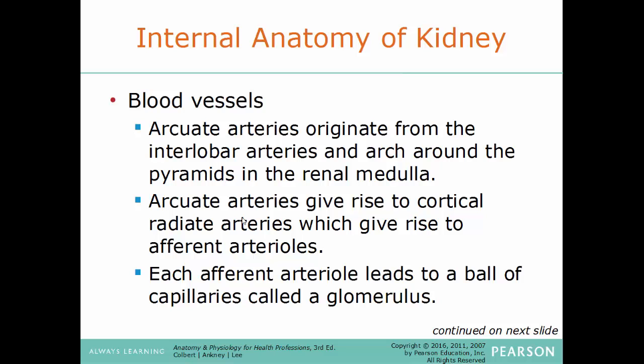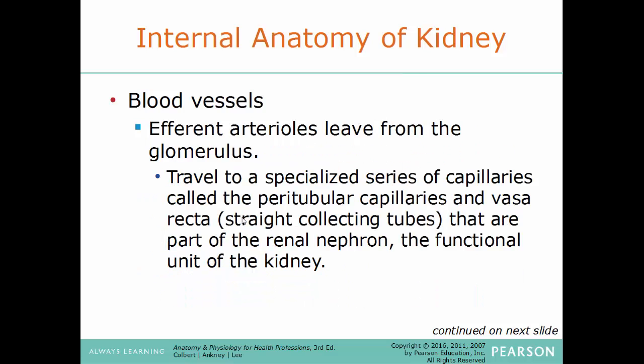The arcuate arteries will give rise to the cortical radiate arteries, which give rise to the afferent arterioles. It's these afferent arterioles that will lead to the main filtering unit of a kidney, called the glomerulus. The efferent arterioles will leave the glomerulus. So afferent and efferent are very easy to get confused. Anything that's afferent is arriving at a structure. Anything that's efferent is exiting a structure. And those are terms that are general in anatomy. They aren't particular for the kidneys at all.